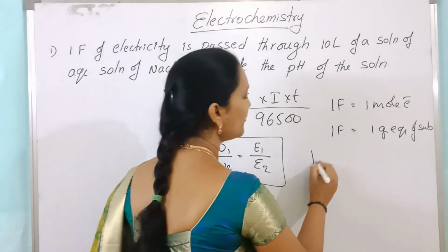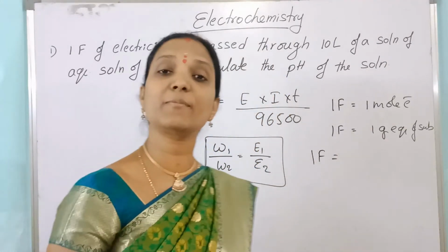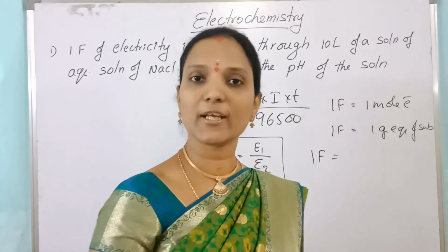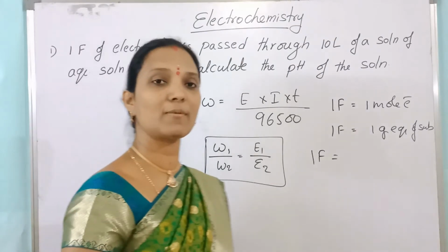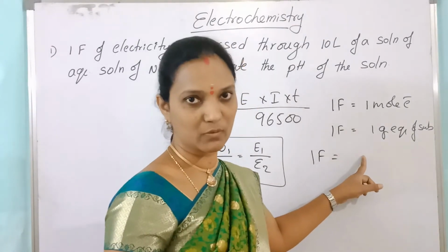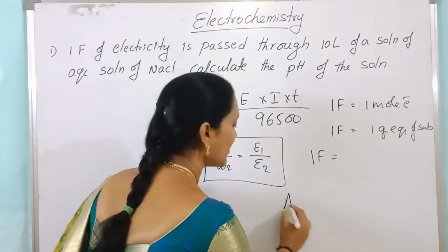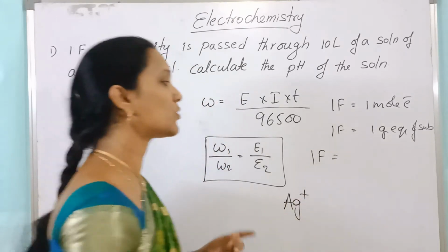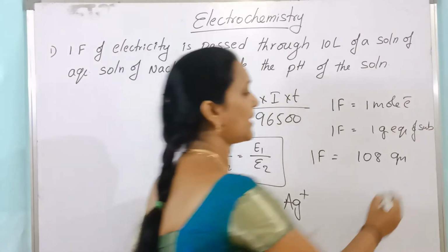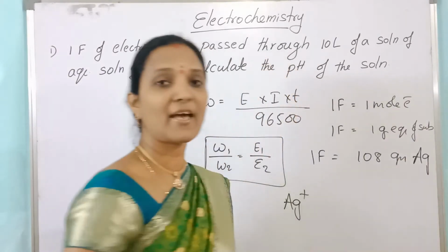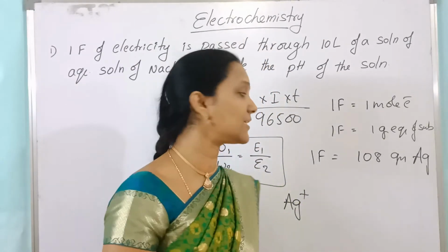For example, 1 Faraday of electricity is passed through silver nitrate solution. How much silver is deposited at the cathode? Silver metal at the cathode. Like this, a problem is given: 1 Faraday, 1 gram equivalent. 1 gram equivalent of silver means atomic mass of silver, Ag plus, atomic mass by 1. So what is its equivalent mass? 108 grams of silver. If 1 Faraday of electricity is passed, then 108 grams of silver will be deposited.